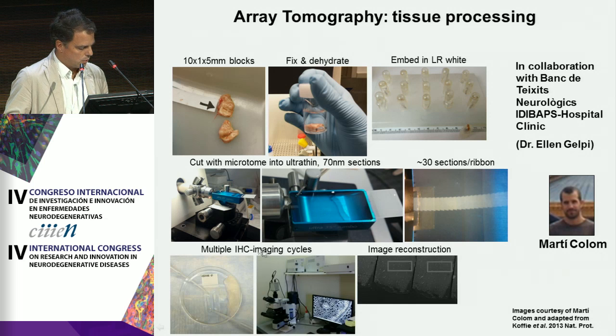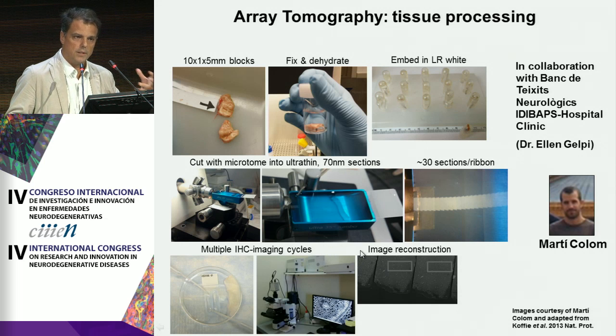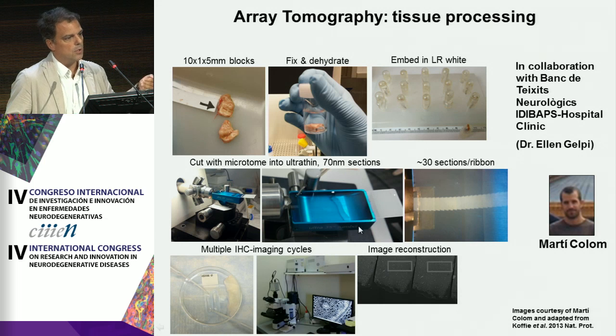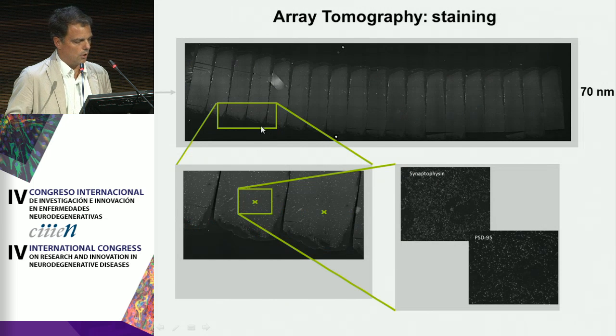And then you stain the ribbon with different antibodies against pre- and postsynaptic markers, and then you image using a conventional fluorescence microscope, and then you get the image. So it takes a while. It's very time-consuming, and we have been collecting cases in Barcelona, and we have a collection of different neurodegenerative diseases.